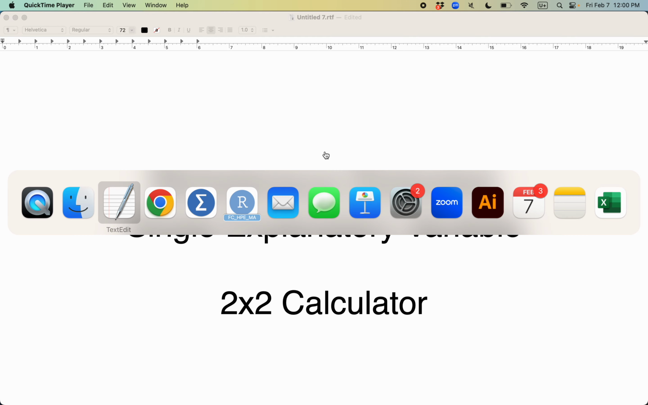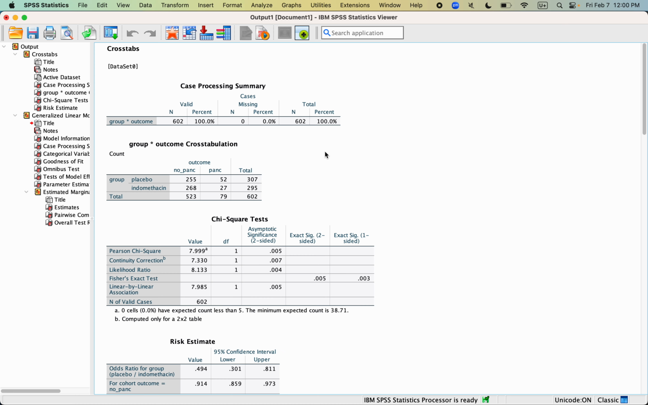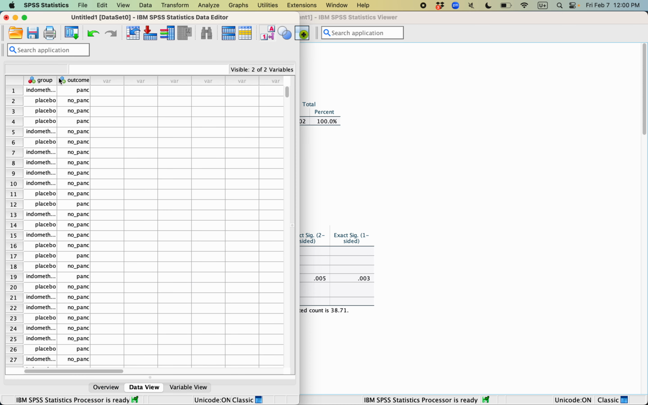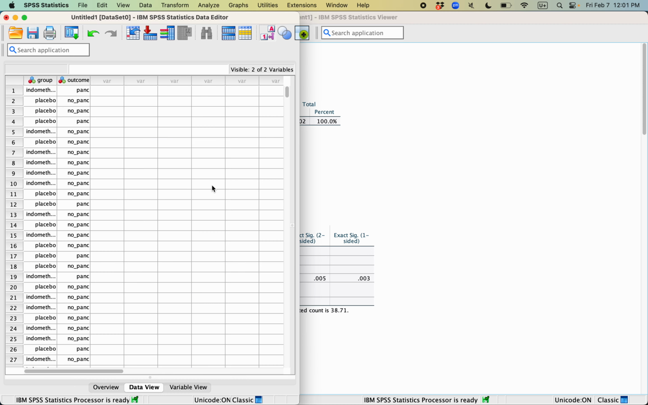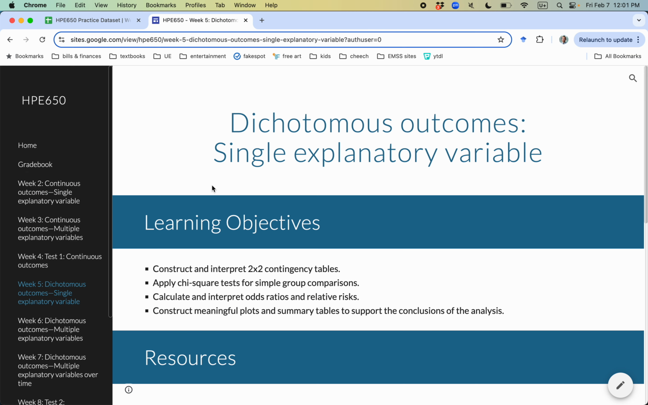So let's go back to our SPSS output. This is again using the indomethacin simplified dataset from this week's data. And in the output, it gives us this nice little cross tabulation where we get the number of bad outcomes and good outcomes across my two different groups. What I can do is take these numbers and plug them into my calculator.